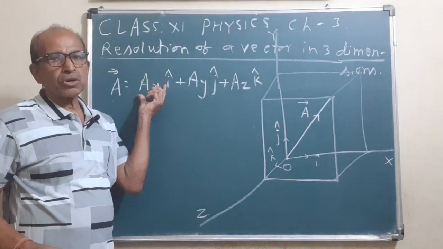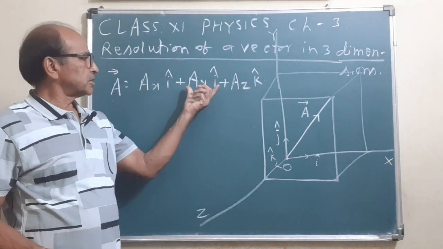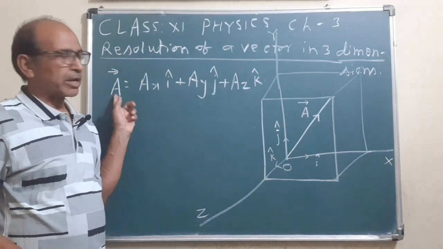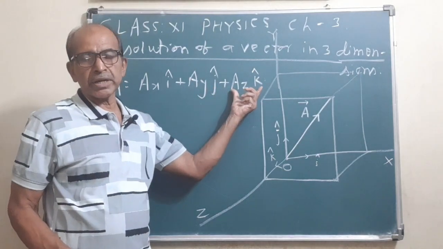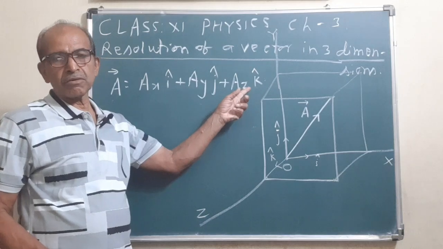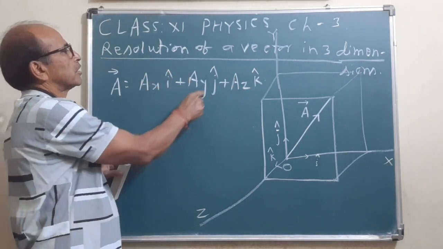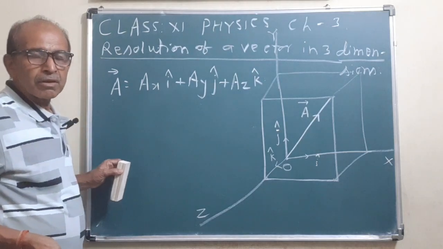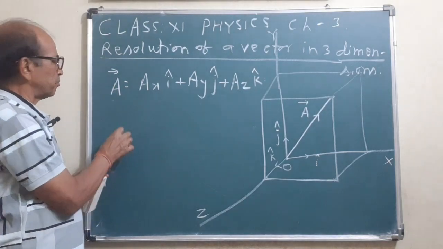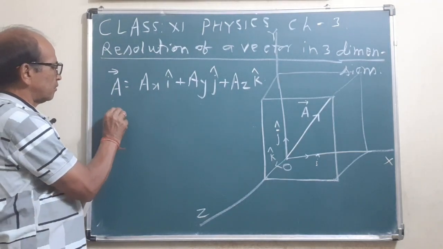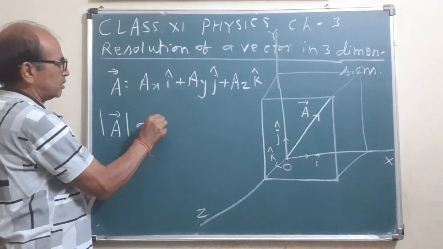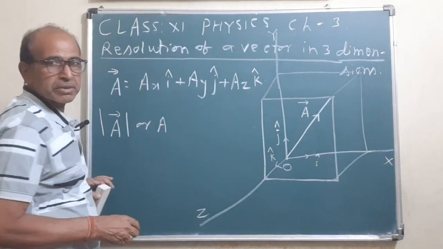So this is the component of vector A along the x-axis. This is the component of vector A along the y-axis. This is the component of vector A along the z-axis. Here these are scalar quantities. So the magnitude of vector A, magnitude we can write as mod A, or A for simplicity.